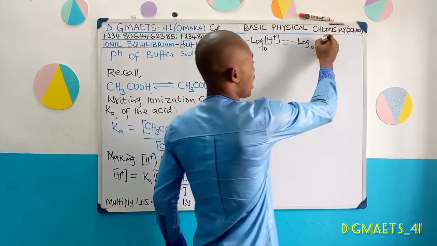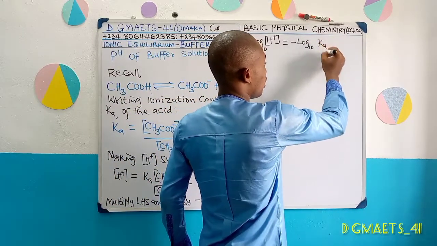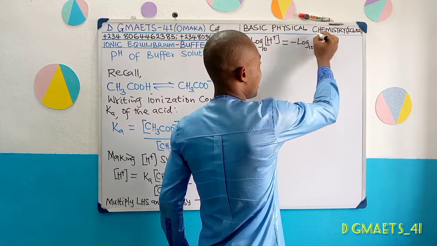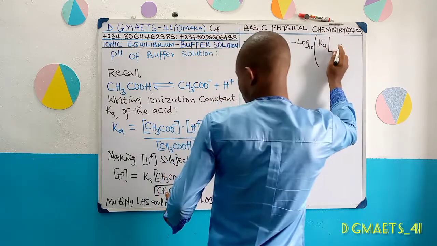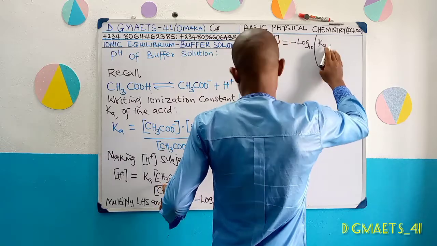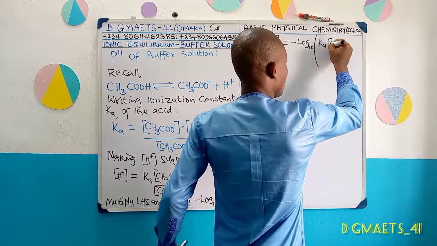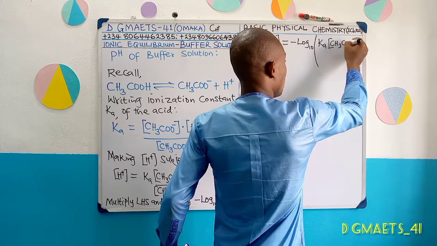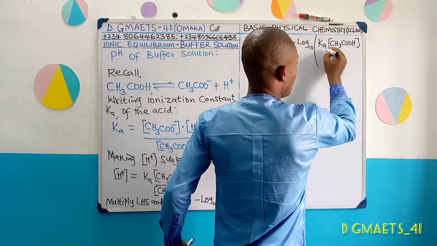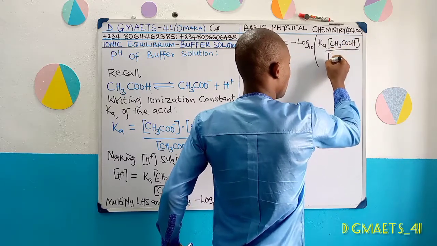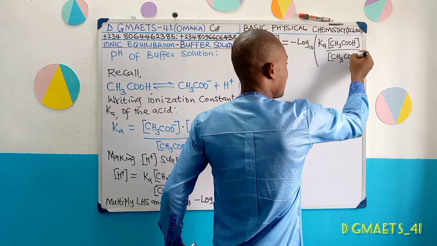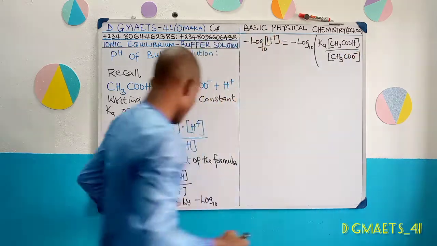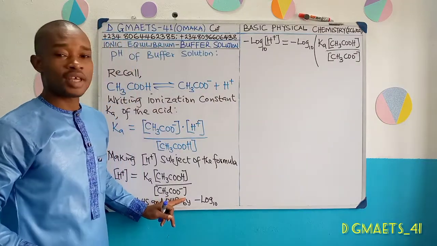Wetin it will come be na minus log base 10 Ka. That Ka, remember say it dey multiply concentration of acid, CH3COOH, come divide am by concentration of ion wey come out from the acid. So something like this. Check the see am abi.